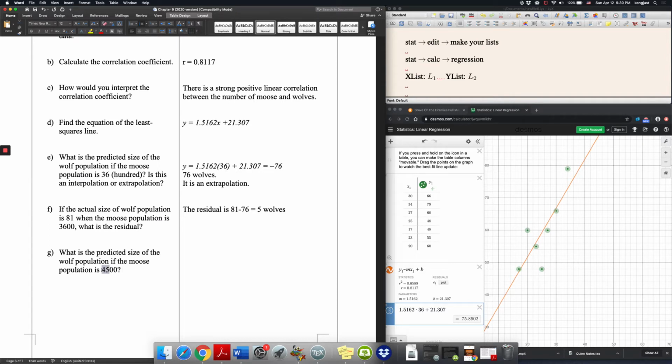4,500. That would be 45 using our scale, right? So I'm going to do the same thing as before. This time I'm doing an interpolation. In fact, I should ask that question. Is this an interpolation or extrapolation? So to answer that second question, it is an interpolation. Okay, what about the first question? Well, I'm just going to use that same formula. Y is equal to 1.5162, this time times 45.